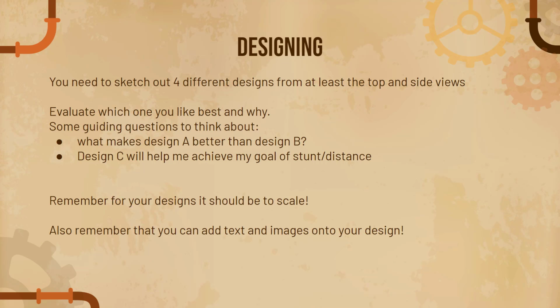The next step in the process, you have to sketch out at least 4 different designs from top and side views as a minimum. Once you've got your 4 designs, top and side views, that's at least 8 different sketches. You need to evaluate which one you like best and why. So some guiding questions to think about: what makes design A better than design B? Design C will help achieve my goal of stunt distance because X, Y, Z, or give me an explanation as to why it will help that.